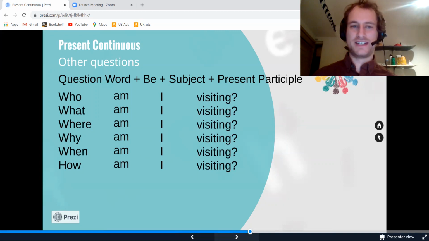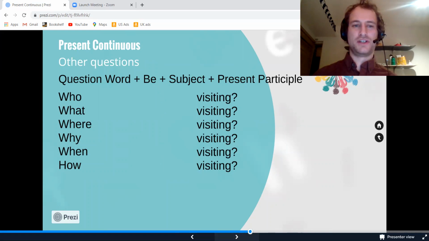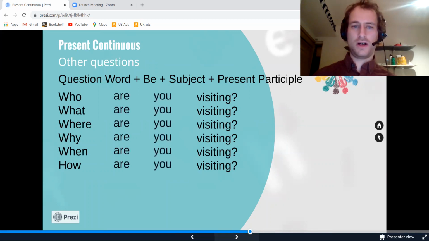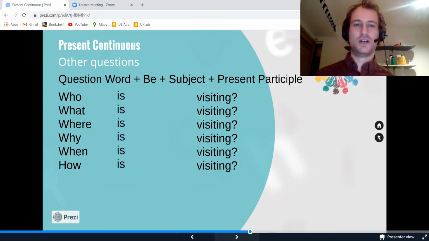So who am I visiting, what am I visiting, where am I visiting, why am I visiting, when am I visiting, how am I visiting, and so on. You can change it now to who are you visiting, who are we visiting, who are they visiting. You can also change it now to who is he visiting, what is he visiting, where is he visiting, why is he visiting, when is he visiting, how is he visiting.